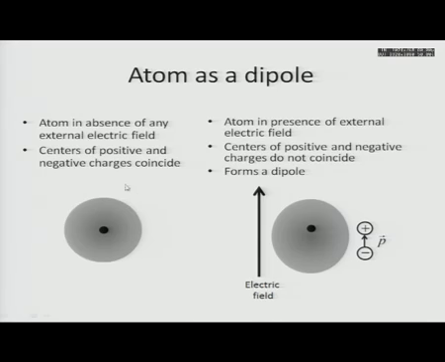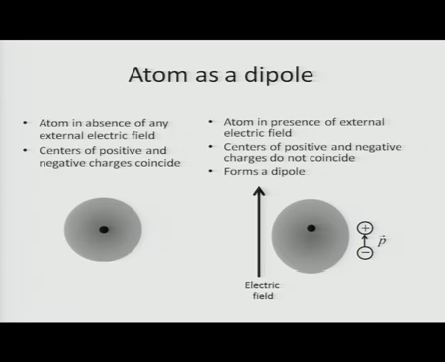On the left of the figure, I have shown a neutral atom consisting of a positively charged nucleus, which is shown as the dark sphere, and surrounded by a cloud of electrons. The electrons form a cloud around the nucleus, and usually the center of the positive charge and the center of the negative charge coincide at the center of the entire system.